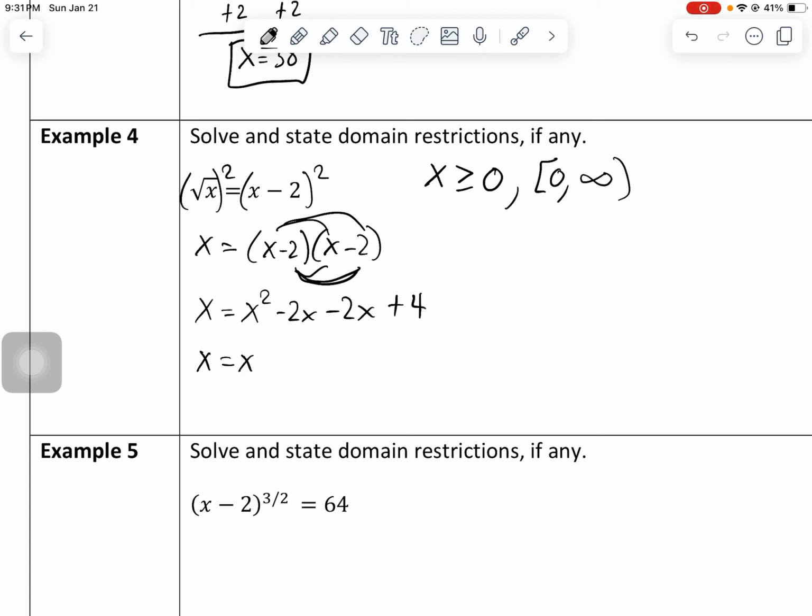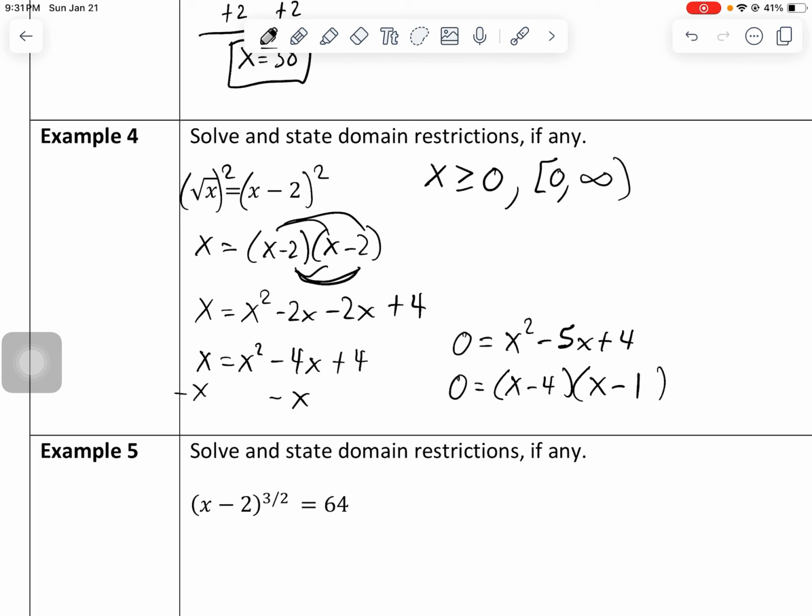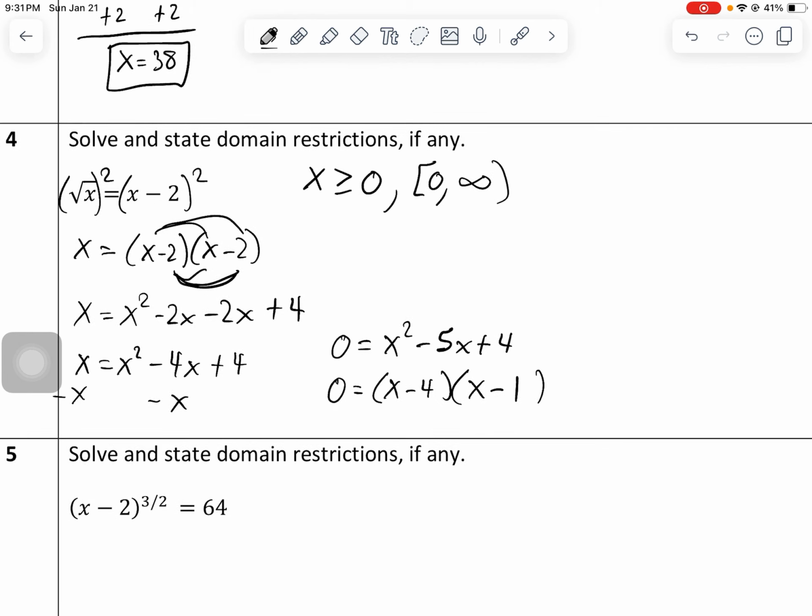I'm going to combine my like terms on the other side to give us negative 4x plus 4. And then I'm going to subtract x, and this one does seem like it should work out nicely. So we'll get 0 equals x squared minus 5x plus 4, and this will factor into two nice answers here of x minus 4 and x minus 1. Factors of 4 that add to make 5. So then our solutions would be the opposite. It would be x equals 4 and x equals 1.